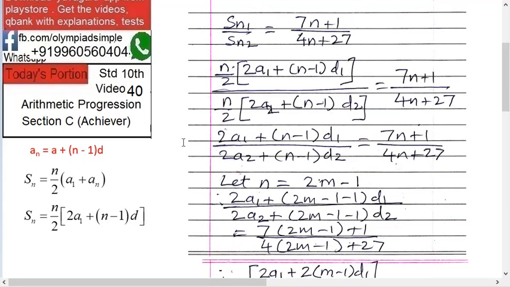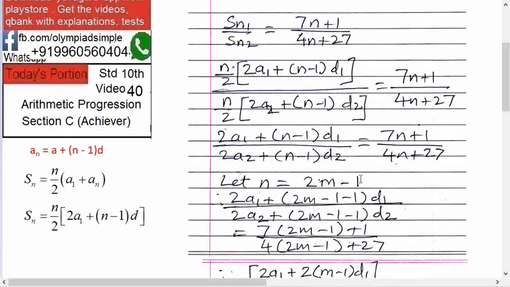Common from everywhere, so the terms become different. Okay, and then we get the mth term, right? That's what we want. So (2a1 + (2m-1)d1) upon (2a2 + (2m-1)d2), right? This is what the left hand side becomes now, equals to n is over here.